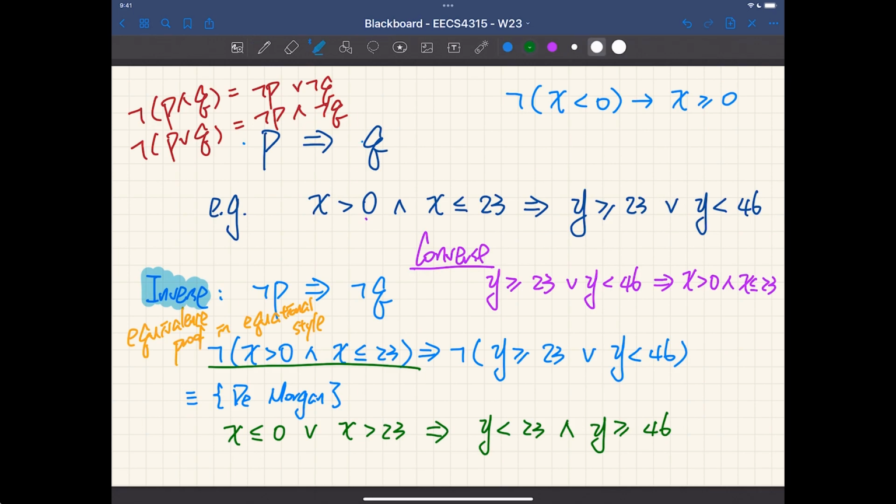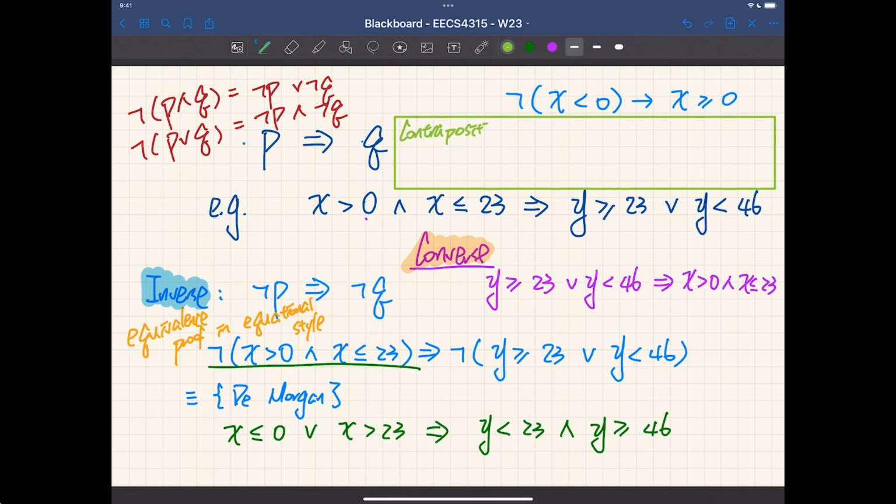Sorry, being a little bit disorganized over here, but I want to put all three on one page. The final one, I'll put it here. Contrapositive. Basically, you can think about it as the converse of the inverse. Or the inverse of the converse, it doesn't matter, it's the same.